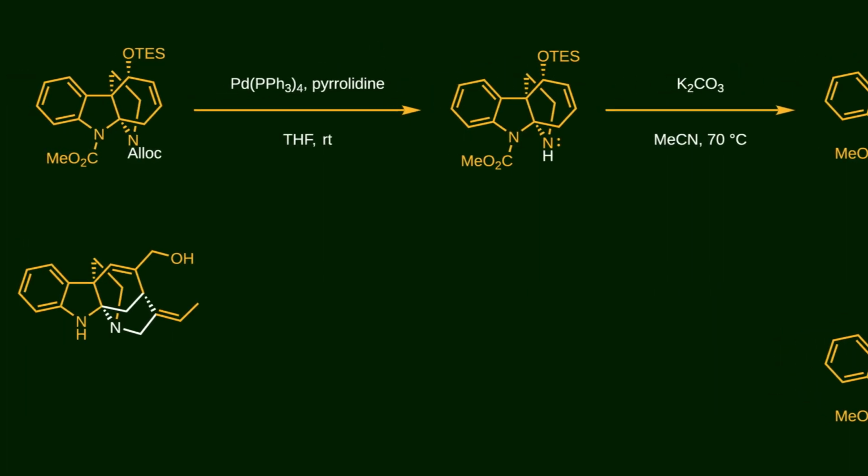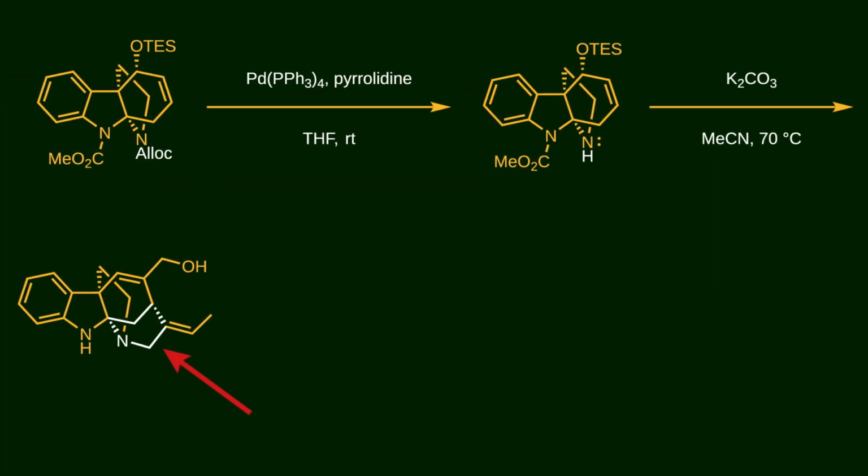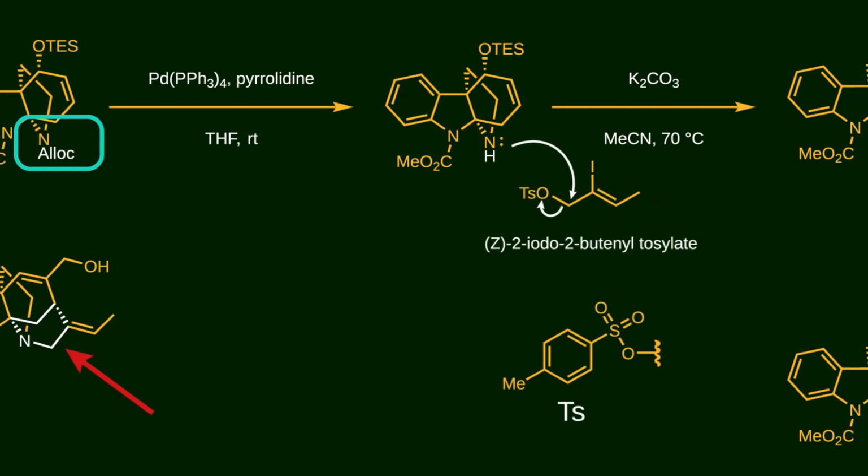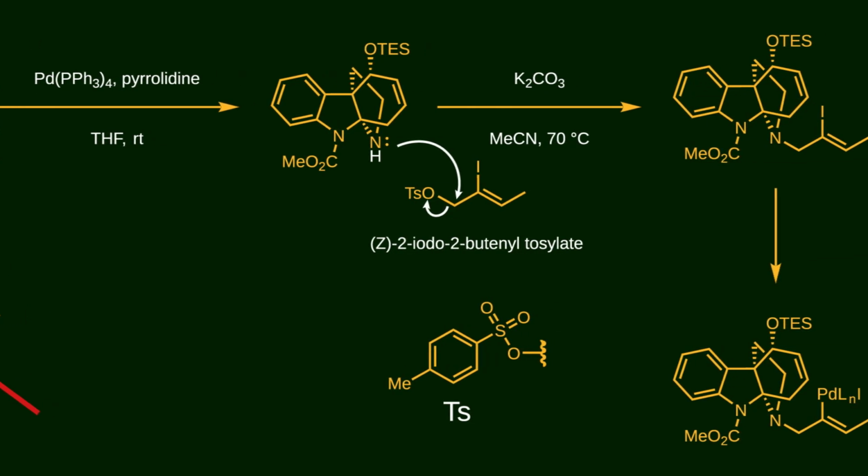Now it's time to construct the last fused ring in the system. First, this nitrogen atom is deprotected by palladium to produce a free secondary amine. Next, 2-iodo-2-butynyl tosylate is installed on the molecule by nucleophilic attack of the nitrogen atom. During this SN2 type reaction, tosylate acts as a good leaving group.